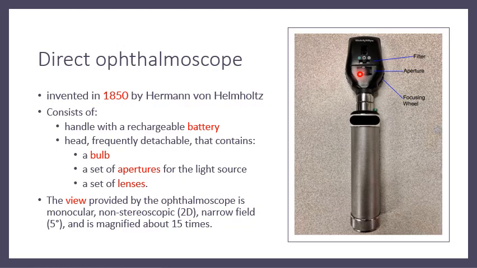This means that one eye can see at a time and we cannot see with both eyes simultaneously. It's non-stereoscopic. This means it's only 2D. The field of view is narrow, about 5 degrees, and it's magnified to about 15 times of the normal size.